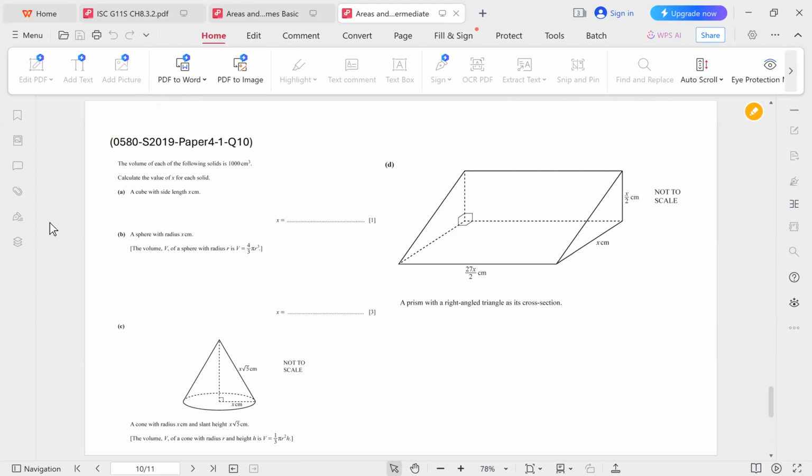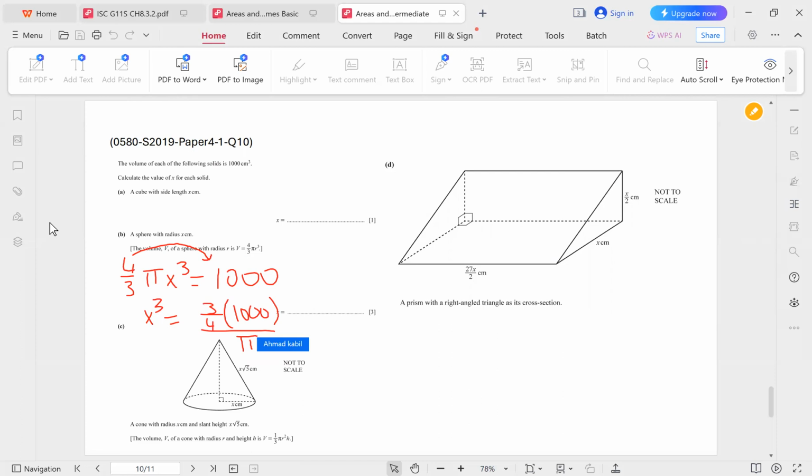In question B, we are told a sphere with radius x, and they gave us the formula for the volume of a sphere. So 4 over 3 pi x power 3 is equal to 1,000. The 1,000 applies to all cases. And we want to find x, so we isolate the x. So x cubed is equal to 3 over 4. I took the fraction to the other side, so I had to flip it, multiplied by 1,000. And all of this is divided by pi.